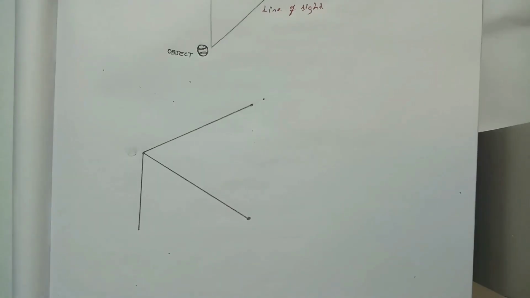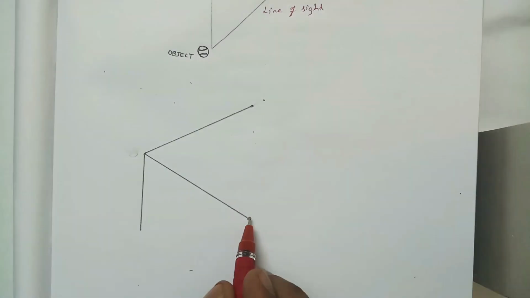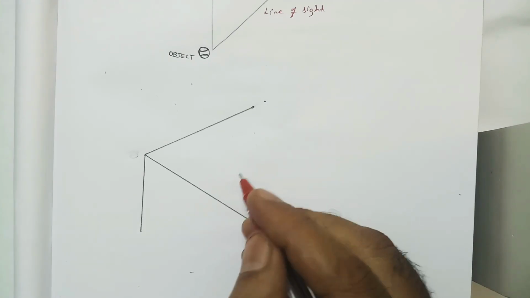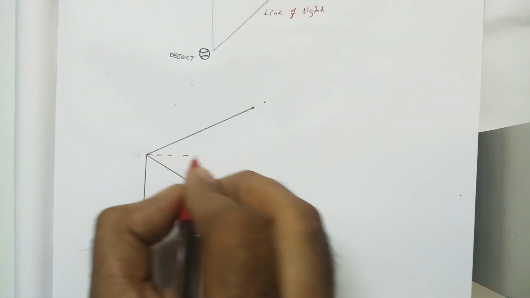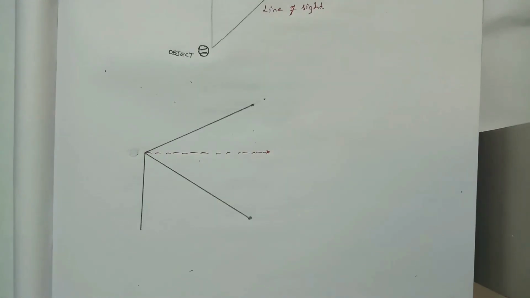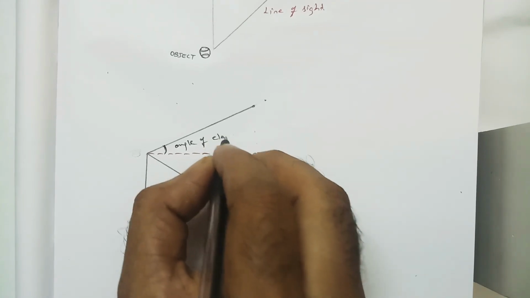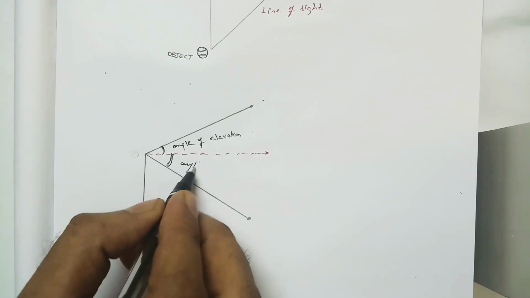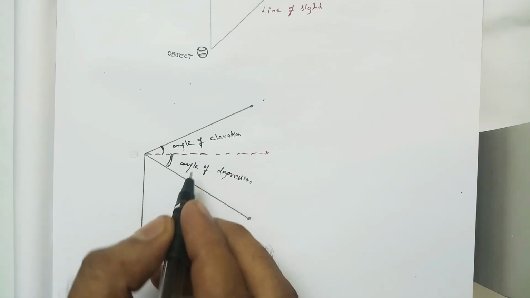See, you are here and observing an object at the top, and at the same time observing an object at the bottom. So we have to separate that angle of elevation and angle of depression. We have the line of sight, but what we need is the horizontal line. So I'm drawing a horizontal line. This angle is the angle of elevation, and this angle is called the angle of depression. Now we have the angle of elevation and the angle of depression.